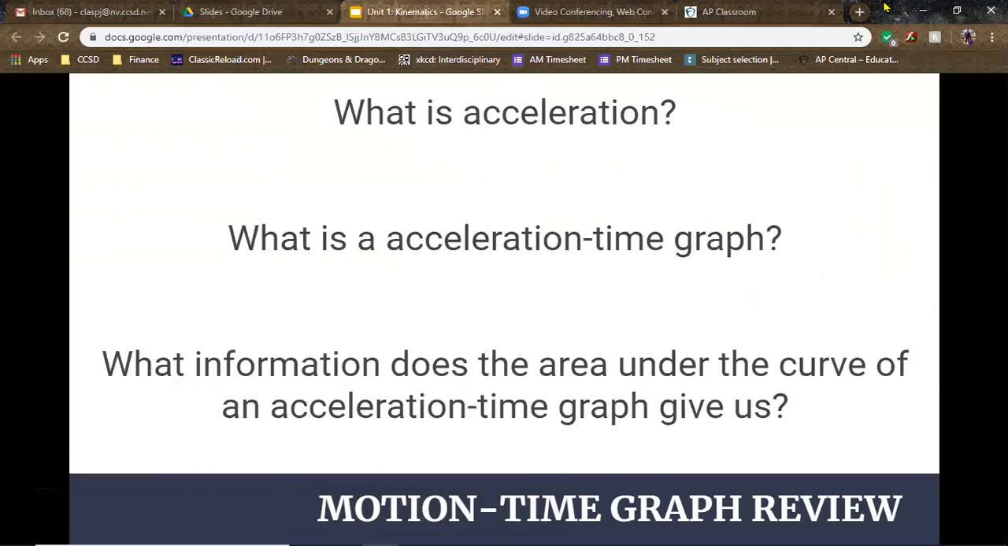Acceleration is the rate at which our velocity changes, all right? It's a change in velocity divided by time. The units are meters per second squared. An acceleration time graph simply tells us how the acceleration changes throughout time. And the area underneath the curve on an acceleration time graph will tell us the total change in velocity. Not the actual final velocity, but what the total change in velocity will be during that time frame.